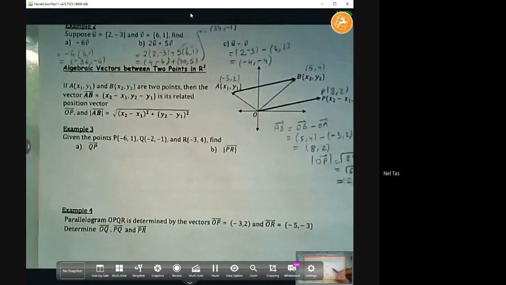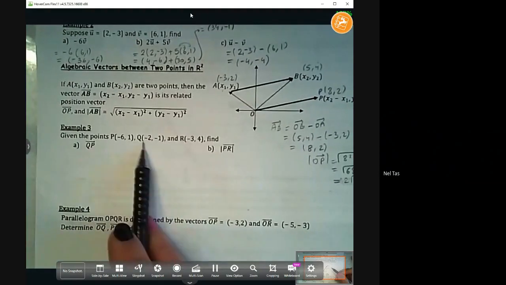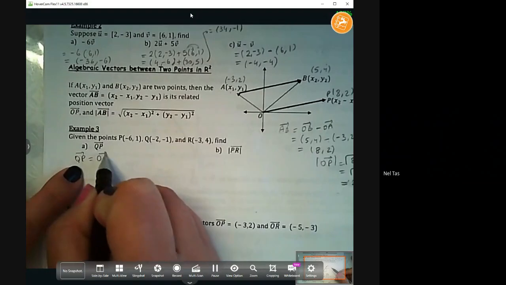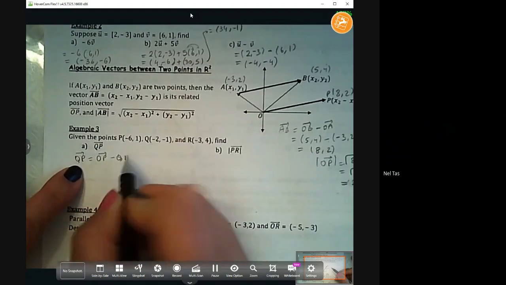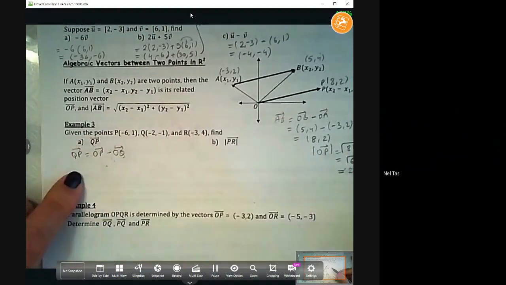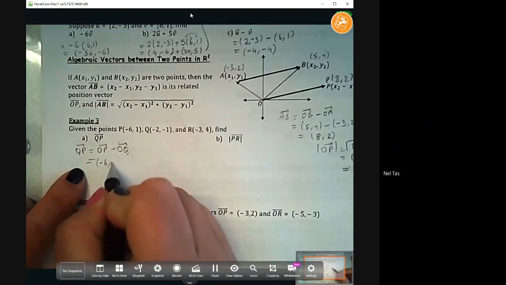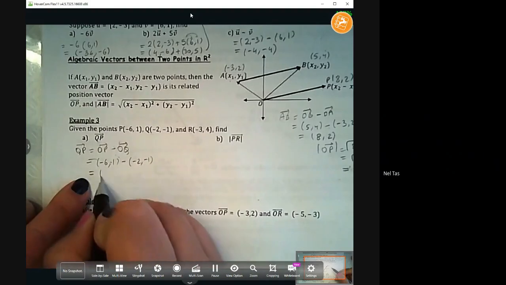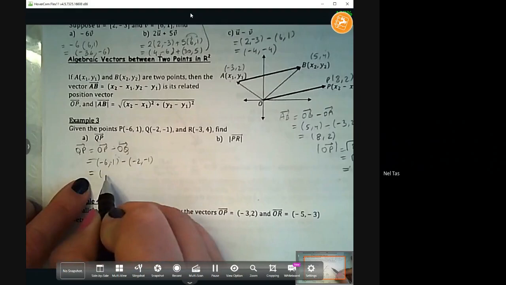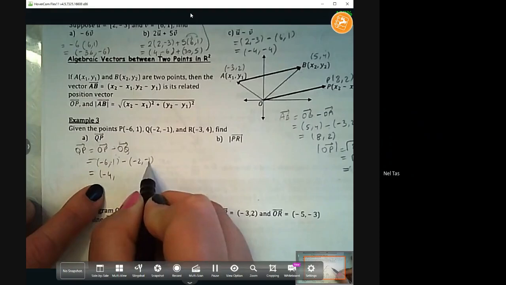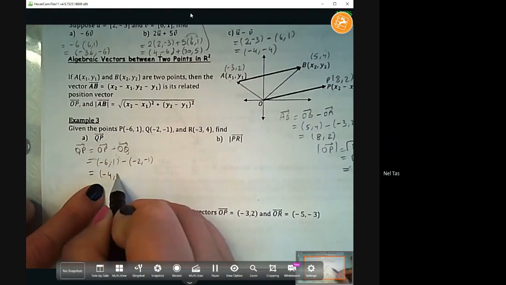Let's look at the examples. Given the points P, Q and R, find QP. To get vector QP, we take vector OP and subtract vector OQ from that. So (-6, 1) minus (-2, -1). -6 minus -2, so -6 plus 2, -4. 1 minus -1, 1 plus 1, which is 2.